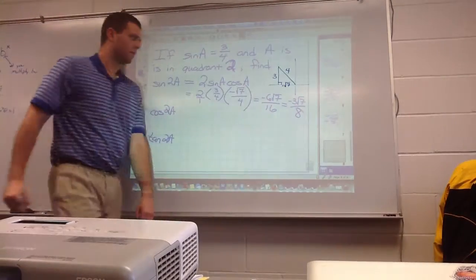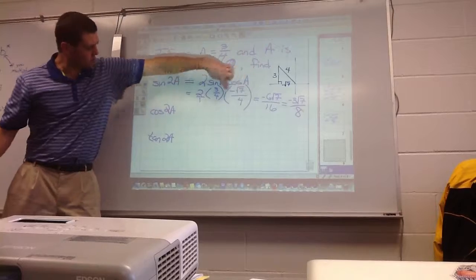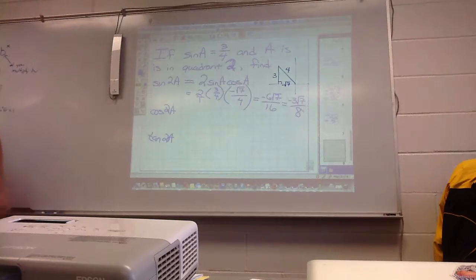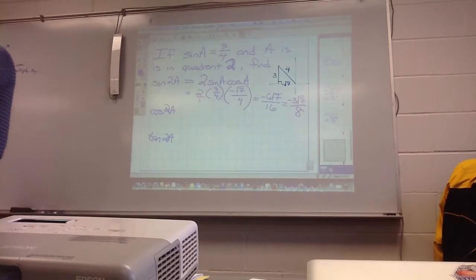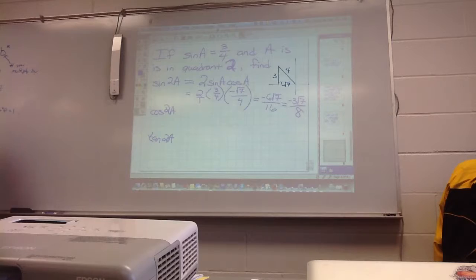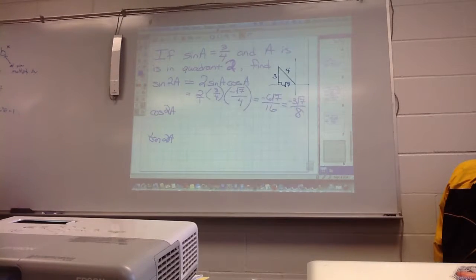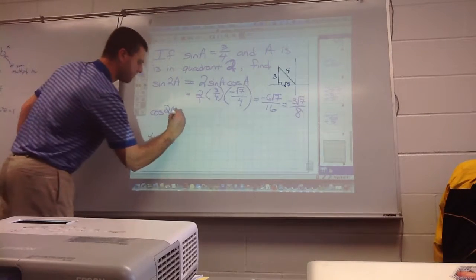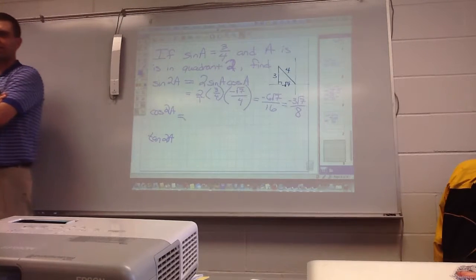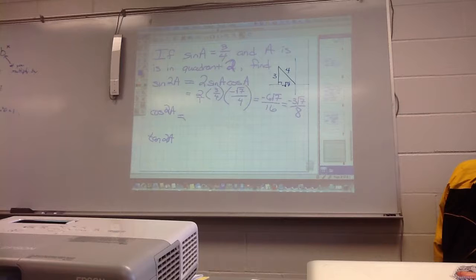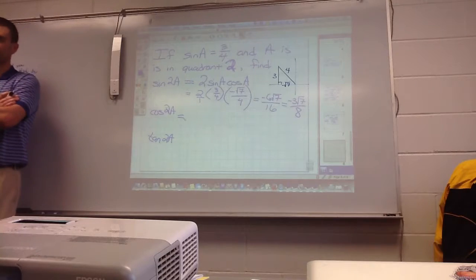Did you multiply all together for that? Yep. The denominators. So negative 3 root 7 over 8. Okay? Let's do cosine. Quick question to you. Does it matter which identity to use? Nope. You get the same answer either way.